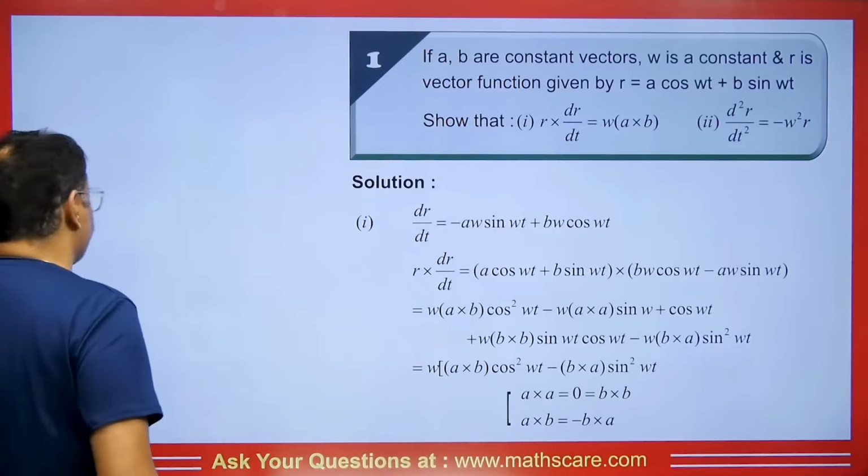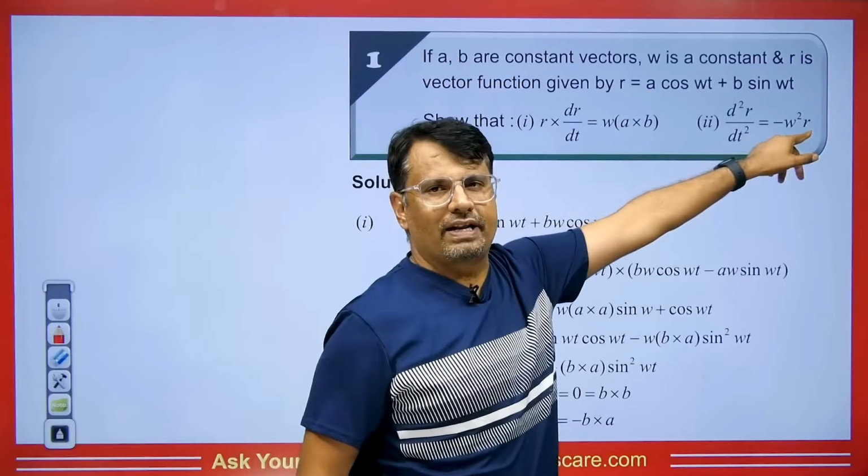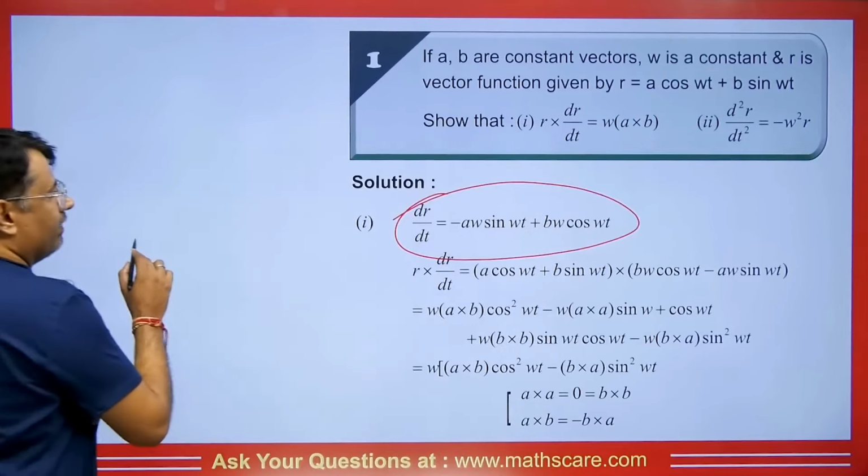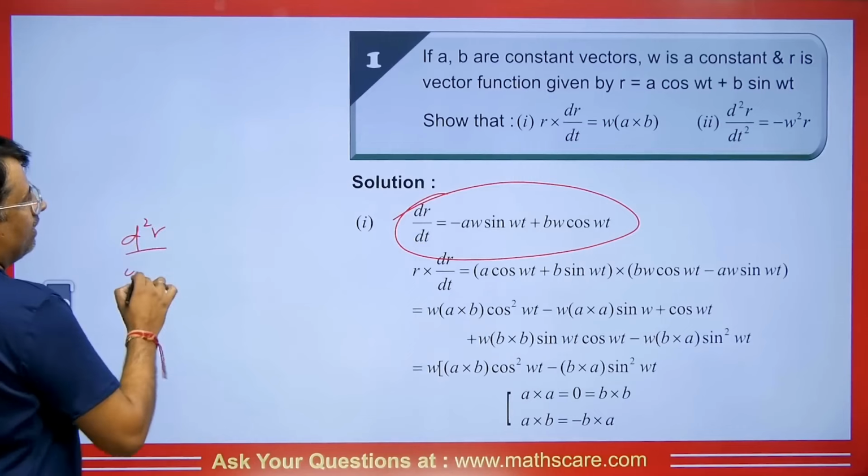Take a look at the next question. You are told d2r by dt square is equal to minus omega square r. We can very easily prove this. We have done it once. We'll take the derivative again. So what will we get? d2r by dt square.